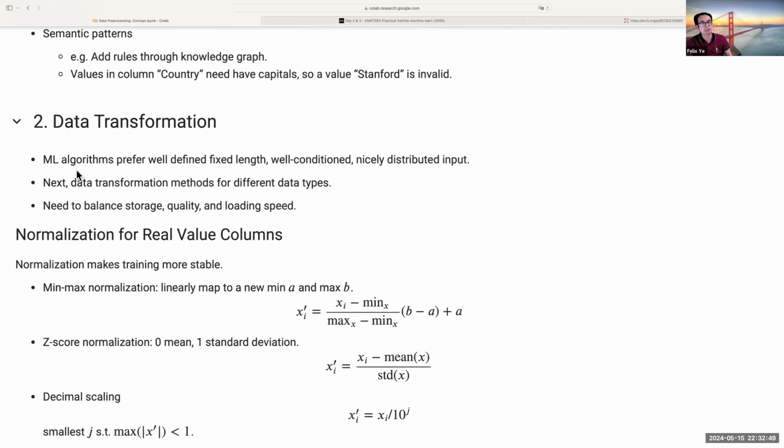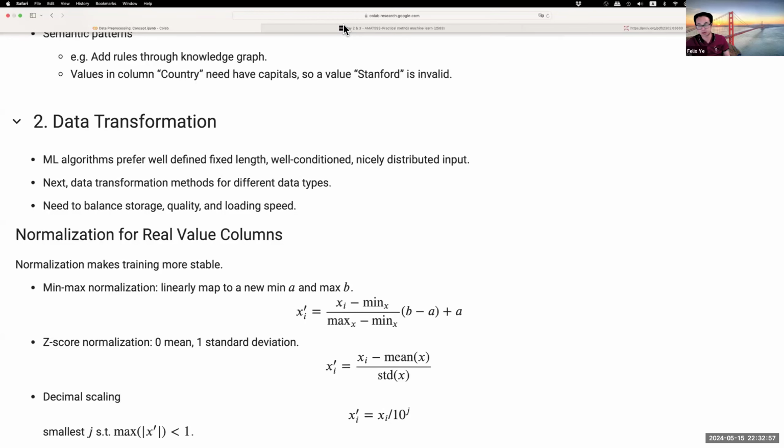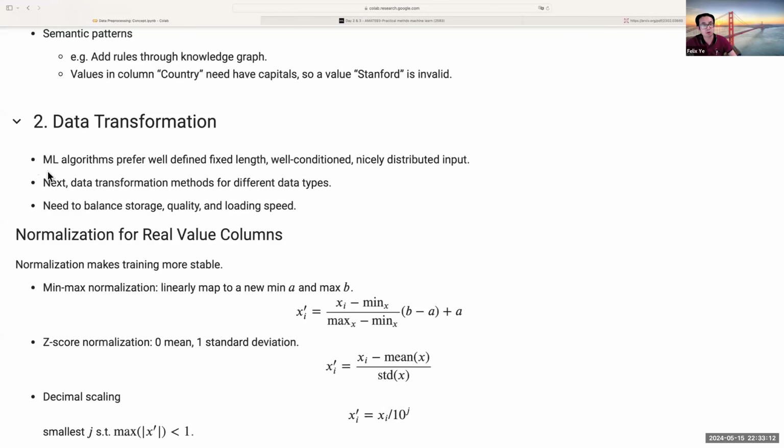All right, so second, other than data cleaning, we are going to work on data transformations. Data transformation is very important because, as you will see in a later homework, if we don't transform the data, it will severely damage the performance of the models, because almost all machine learning algorithms prefer well-defined, fixed-length, well-conditioned, nicely distributed input. You can think of it as Gaussians; they like Gaussian features a lot.